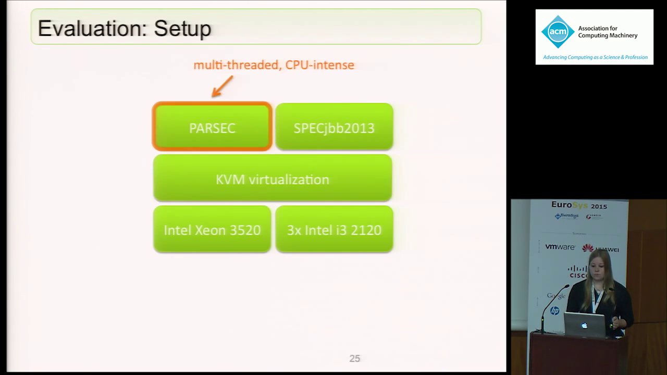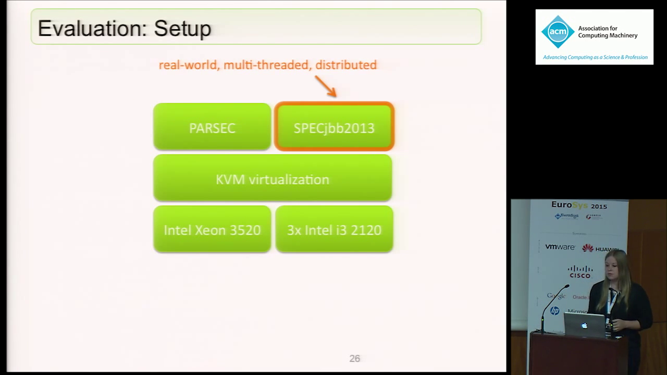And the first benchmark that I will show is Parsec. Parsec is a multi-threaded, CPU-intensive benchmark, and we will use it as a simple verification. In the second part of the evaluation, we will use SPECjbb 2013, which is a real-world benchmark that is multi-threaded and distributed.